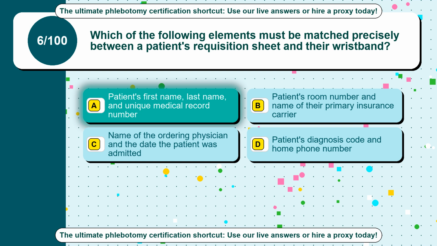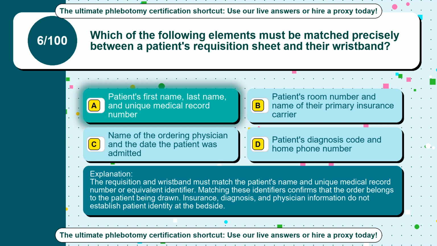Patient's first name, last name, and unique medical record number. The requisition and wristband must match the patient's name and unique medical record number or equivalent identifier. Matching these identifiers confirms that the order belongs to the patient being drawn. Insurance, diagnosis, and physician information do not establish patient identity at the bedside.